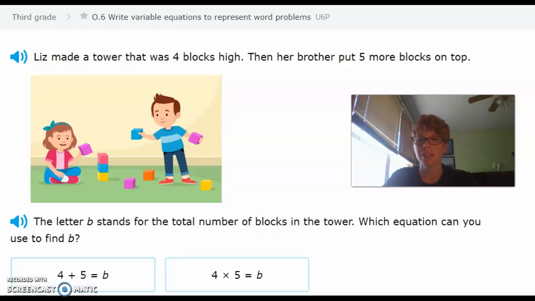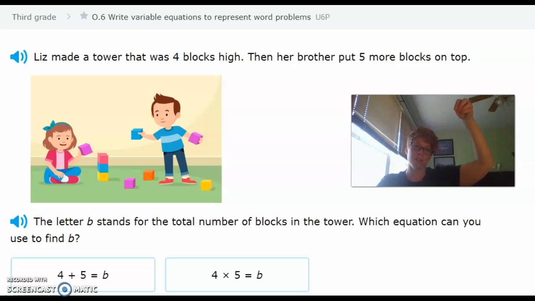In this one it says Liz made a tower that was 4 blocks high. Then her brother put 5 more blocks on top. The letter B stands for the total number of blocks in the tower. Which equation can you use to find B? Well, let's talk about what's happening here. We've got a tower that's 4 blocks high, and then her brother put 5 more on top. That's all he did.